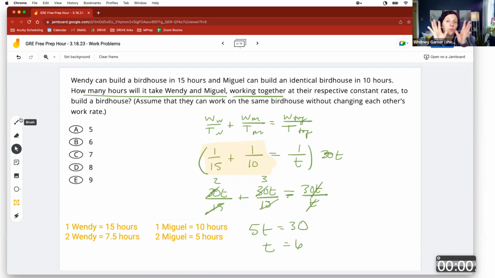Here's the thing. I do have 2 employees, 2 workers, but I don't have 2 Wendys. I don't have 2 Miguels either. I have somewhere in between those two. So I know that the number has to be less than 7.5, and so that would eliminate D and E. It has to be greater than 5, so that's going to eliminate A.